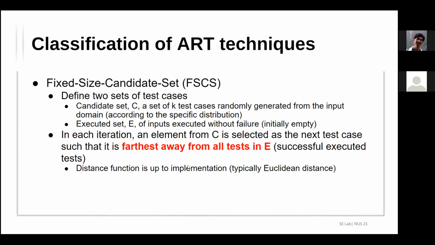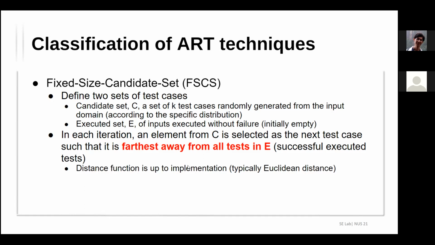So say you have 2 sets. The candidate set C, which contains some K test cases. The K here is a parameter that can be changed. It's just randomly generated from the input domain. And an executed set E, inputs executed without failure. So these are those non-failure causing test cases. In every iteration, you choose the element from the candidate set that's furthest away from all the tests in E. This of course goes back to rationale 1, because the idea is that you want to choose new test cases as far away from the non-failure causing test cases as possible.